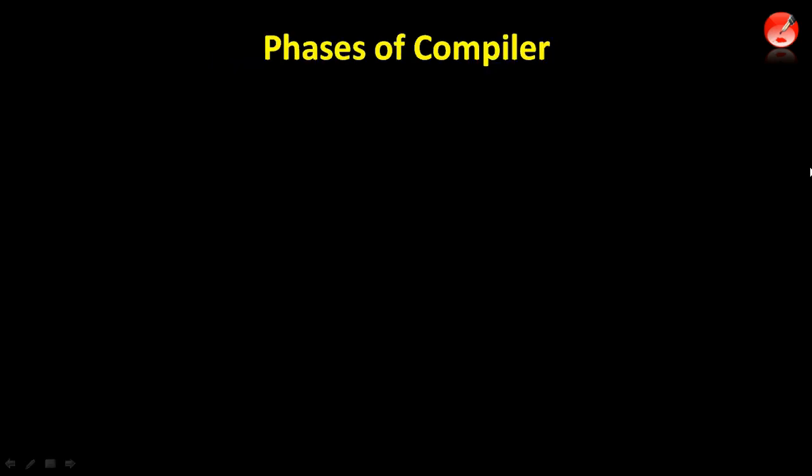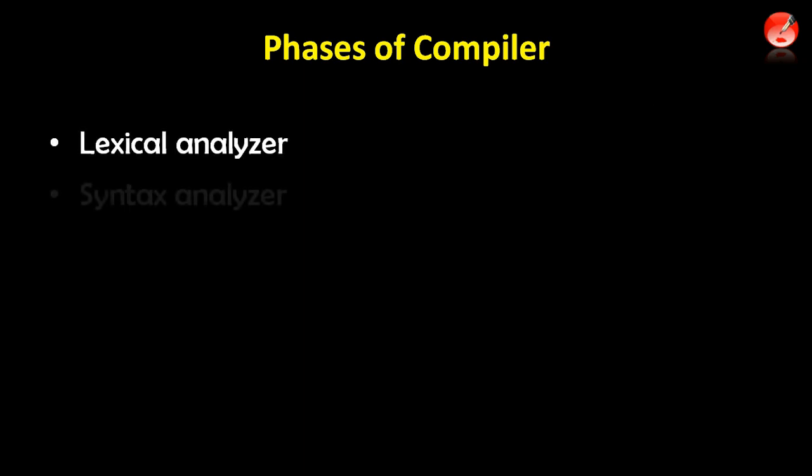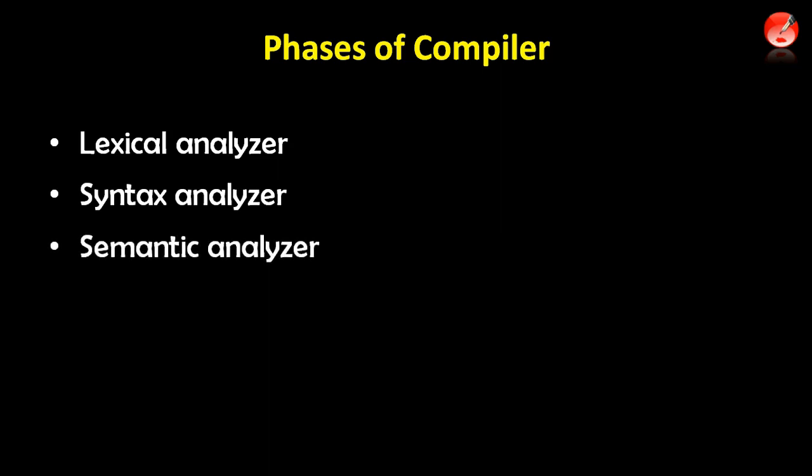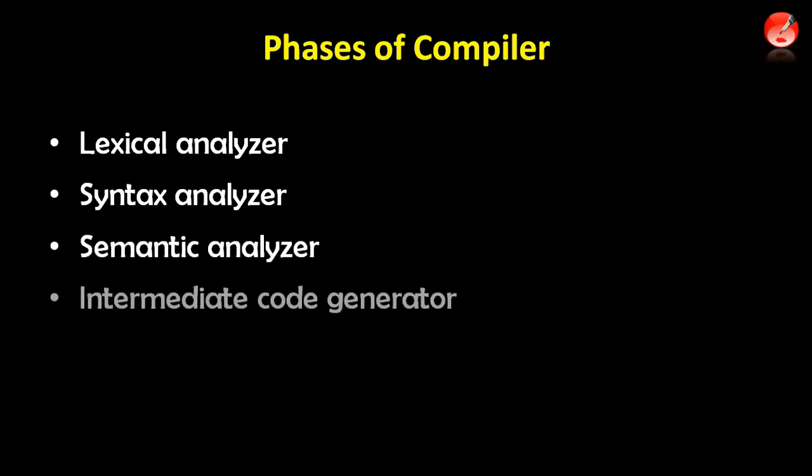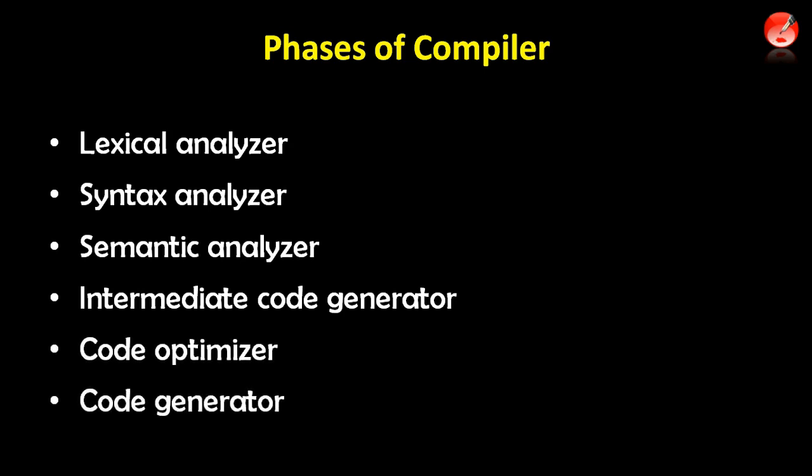Next, we should know the different phases of compiler. Phases are nothing but different stages of compiler. Compilation process is not a single job. It comprises more stages. Each stage is called phase. The different phases are: first one is lexical analyzer, second one is syntax analyzer, third one is semantic analyzer, fourth one is intermediate code generator, fifth one is code optimizer, and sixth one is code generator.